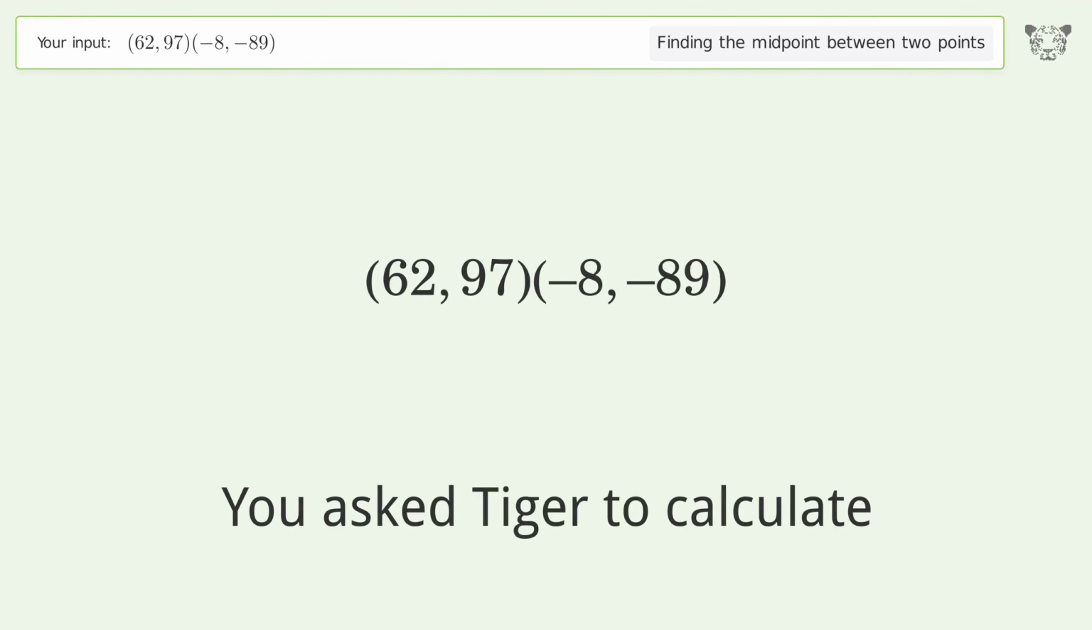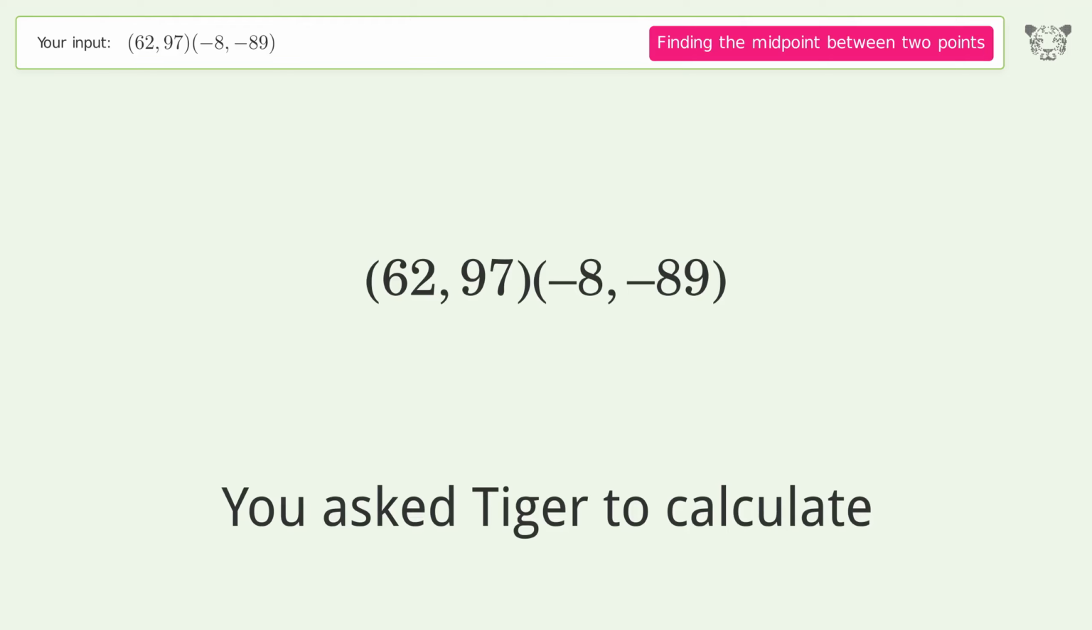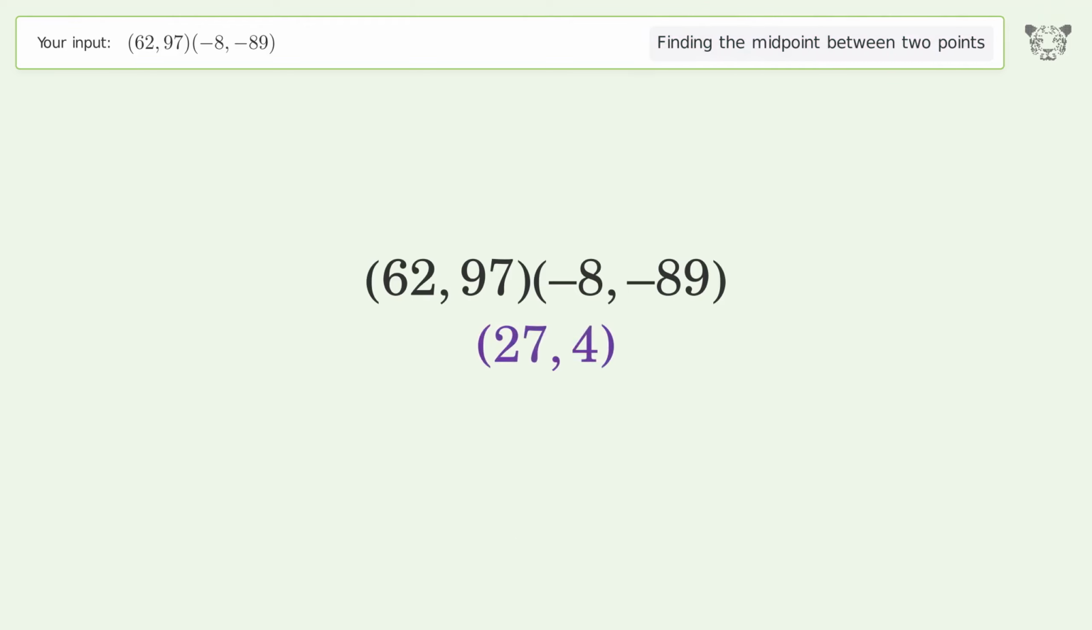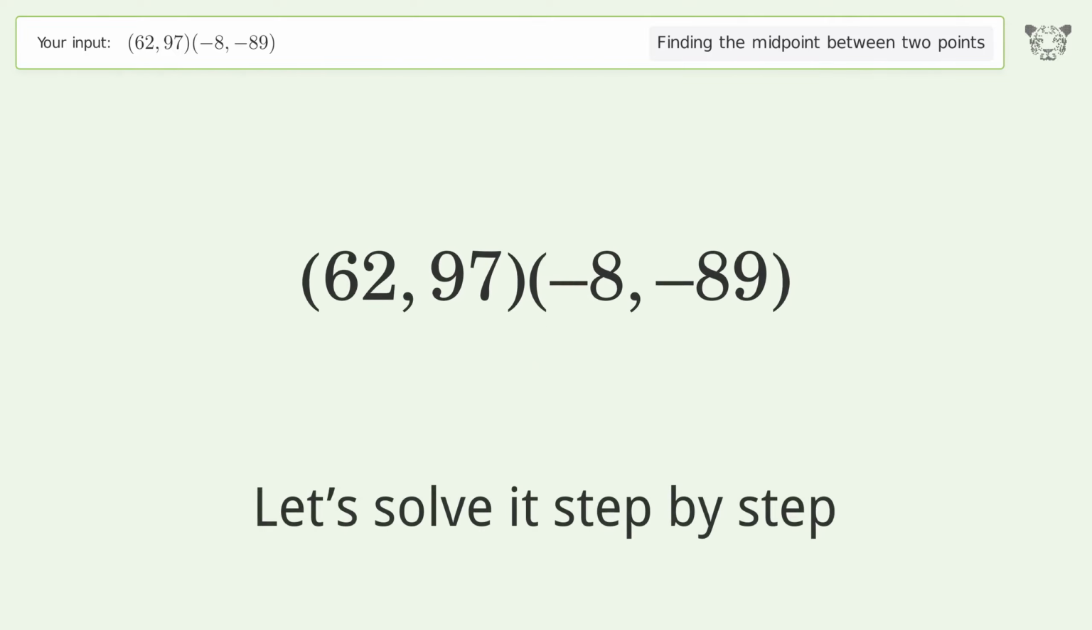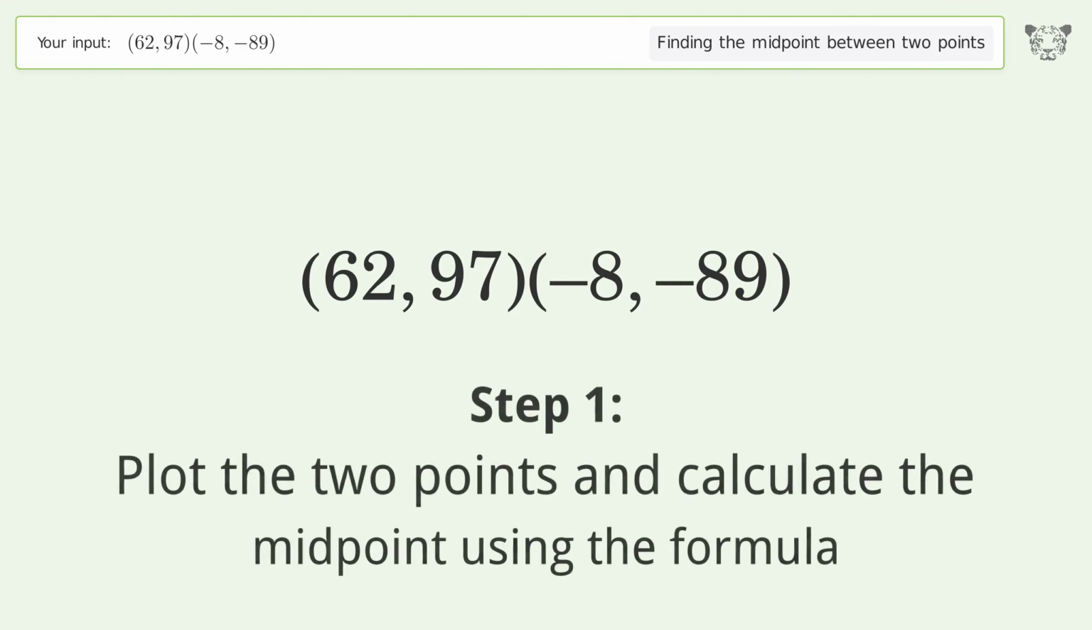You ask Tiger to calculate. This deals with finding the midpoint between 2 points. The midpoint between the 2 points is 27,4. Let's solve it step by step. Plot the 2 points and calculate the midpoint using the formula.